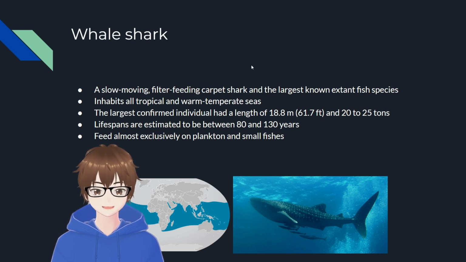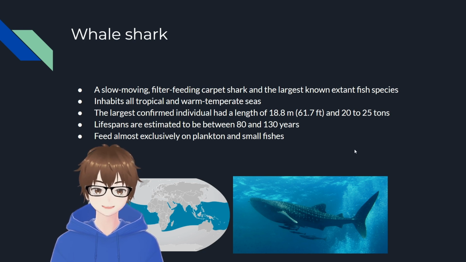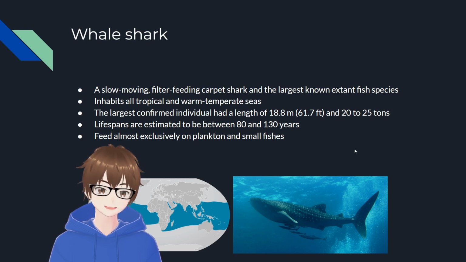So, let's go ahead and go over a little bit about the whale shark. First off, I do have a video that goes over just whale sharks, but this is a very brief description of them. If you want to go later and learn more about whale sharks, I have a video on it. Whale sharks are, again, the largest fish and largest shark. They are a slow moving, filter feeding carpet shark and the largest known extant fish species. Extant meaning existing or still alive.